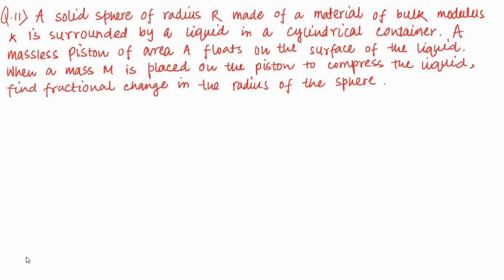Question number 11. A solid sphere of radius r made of a material of bulk modulus K is surrounded by a liquid in a cylindrical container. A massless piston of area A floats on the surface of the liquid. When a mass m is placed on the piston to compress the liquid, find the fractional change in the radius of the sphere.